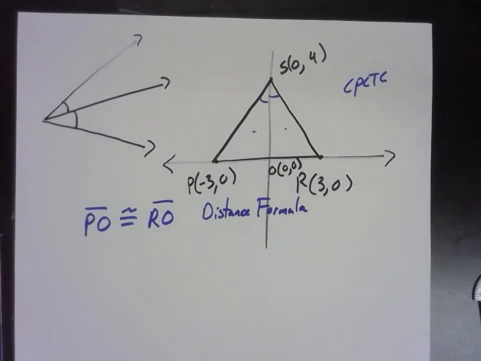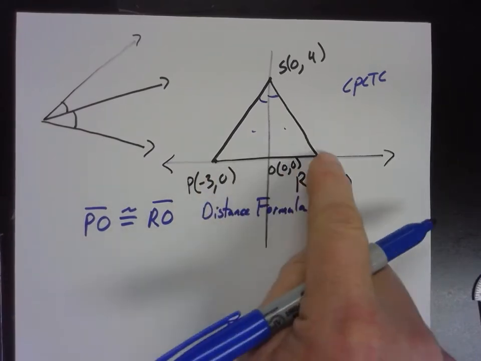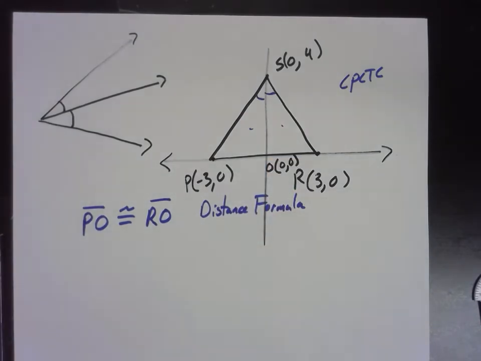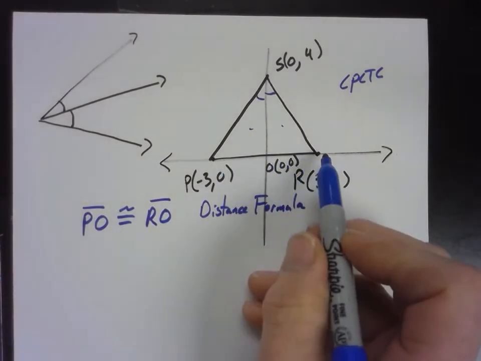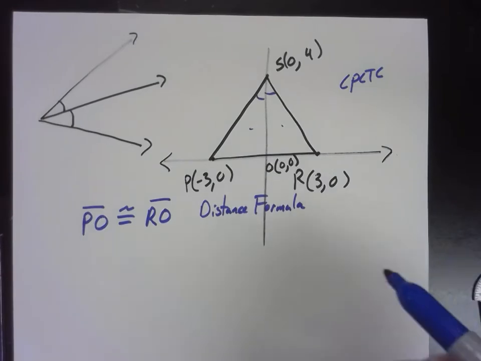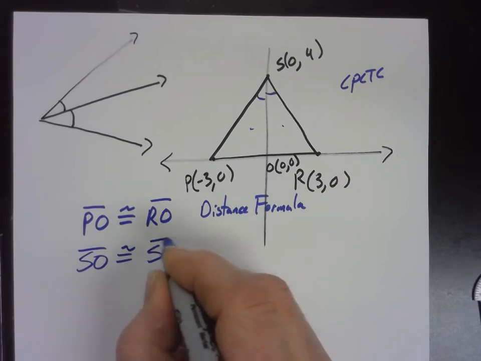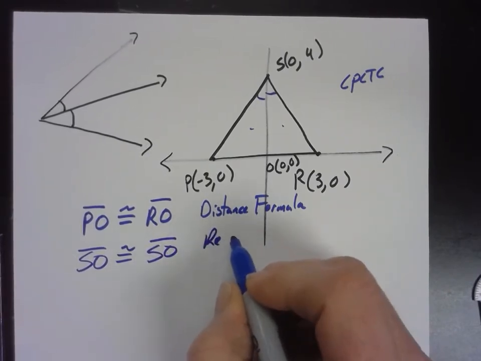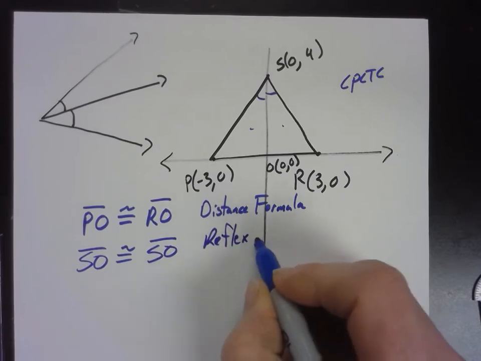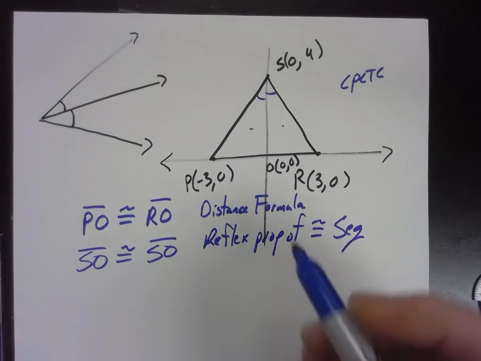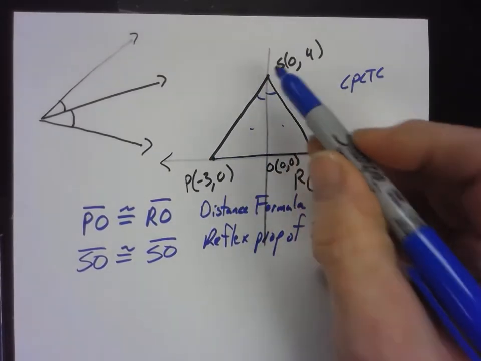Now, did anybody see me actually use the distance formula? No? That one's 3 units long and that one's 3 units long, right? Okay, so, but we don't just say that. We say, oh, I use the distance formula and they're congruent. But we can look at them and know, can't we? Okay. What about SO? Oh, it's congruent to itself. Heck yeah. So that's the reflexive property of congruent segments.